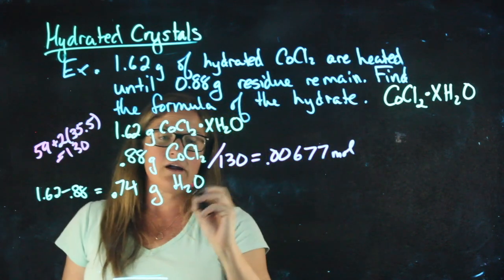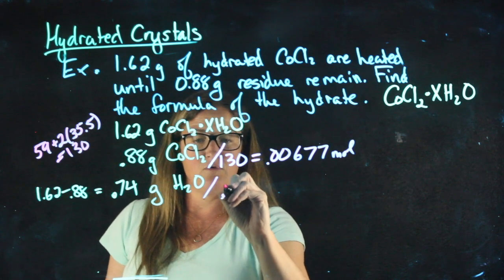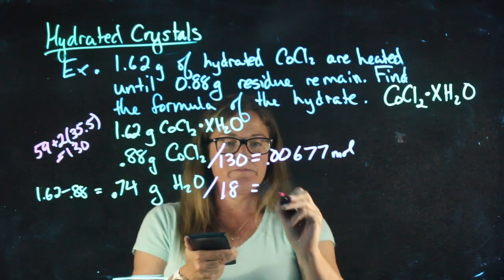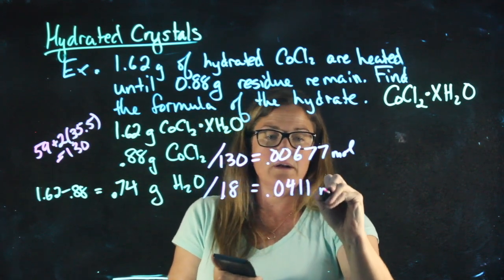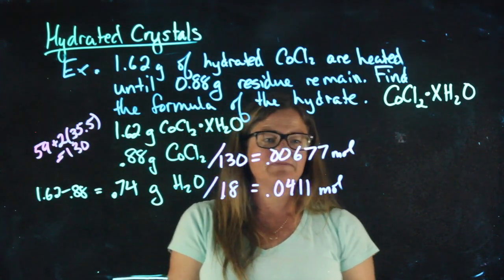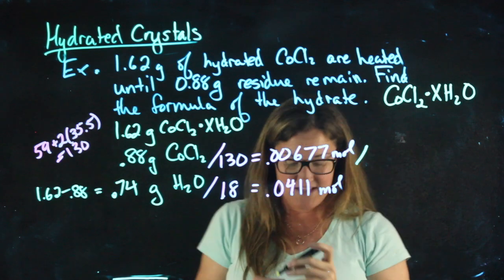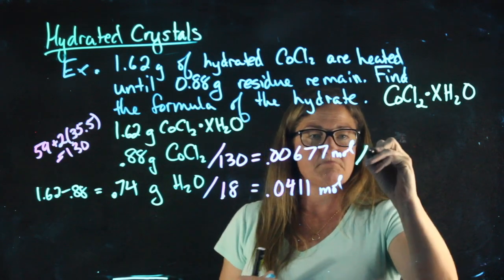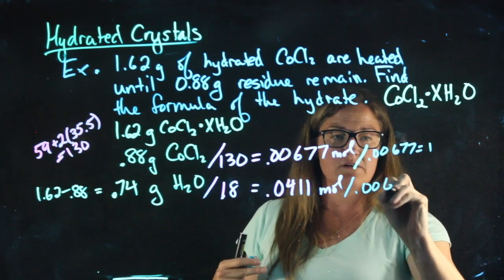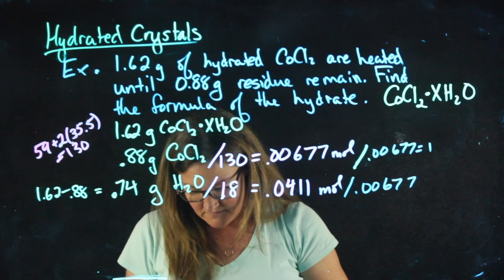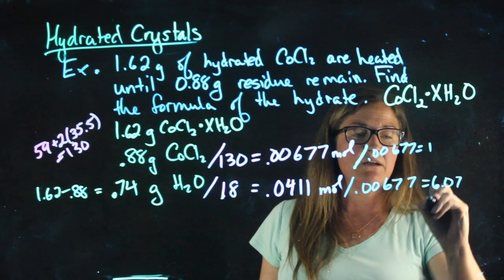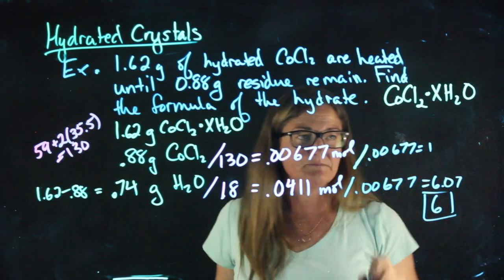To get the moles of water, I'm going to divide the grams of water by the molecular weight of water, which is 18. 0.74 divided by 18 gives me 0.0411 moles of water. The next step is divide by smallest to get the ratio. My smallest number of moles is 0.00677. Dividing by that gives me 6.07, which is pretty close to 6.